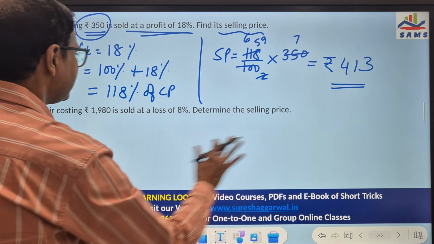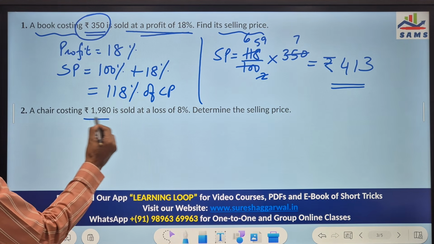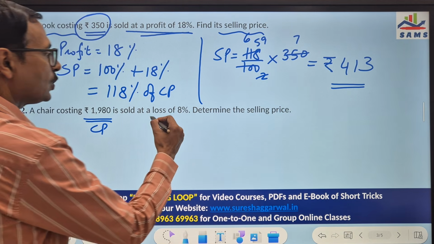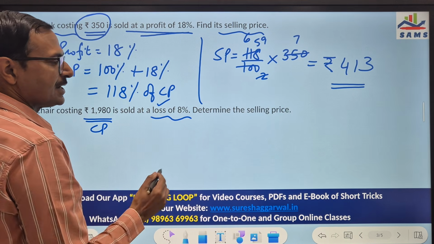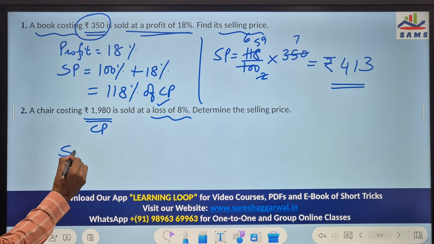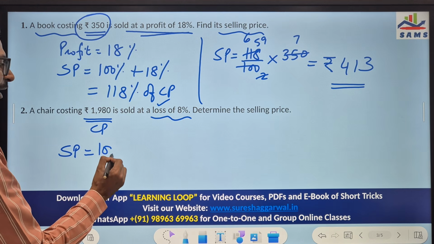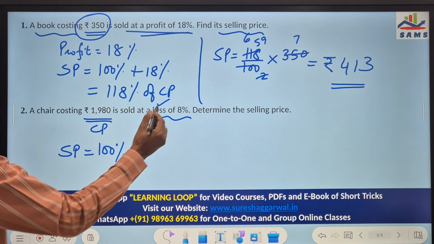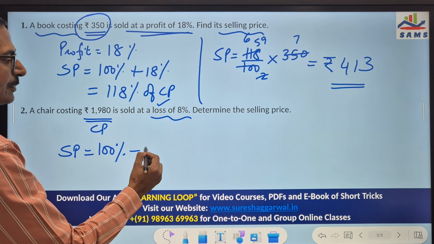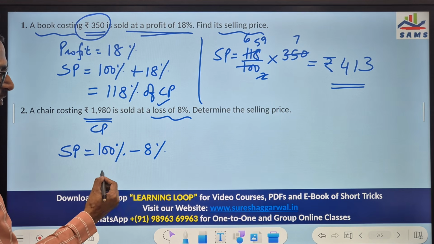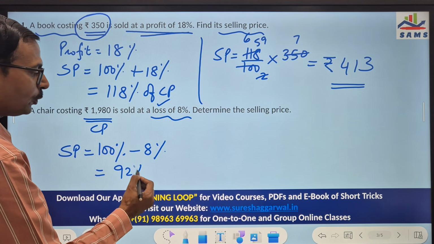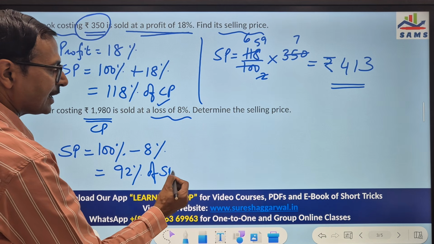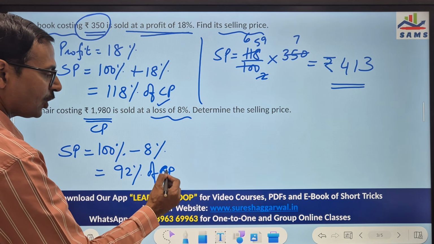Likewise, if you see the second question, the same thing. Here is the cost price and it is sold at a loss. This time it is loss. So when we have to calculate the selling price, it will be 100% minus, because there is loss, you are going to subtract 8% from this. So this will be 92% of the selling price. Not the selling price, but the cost price.